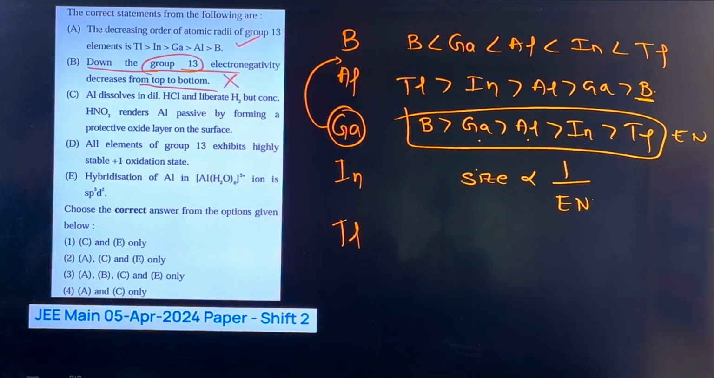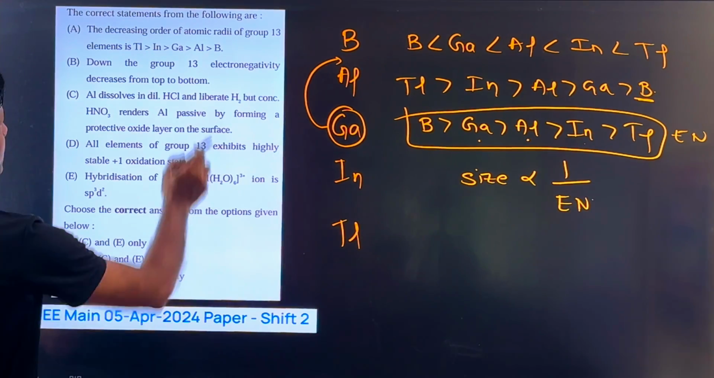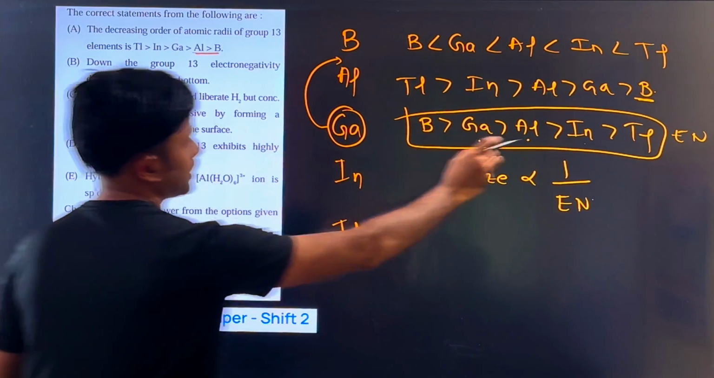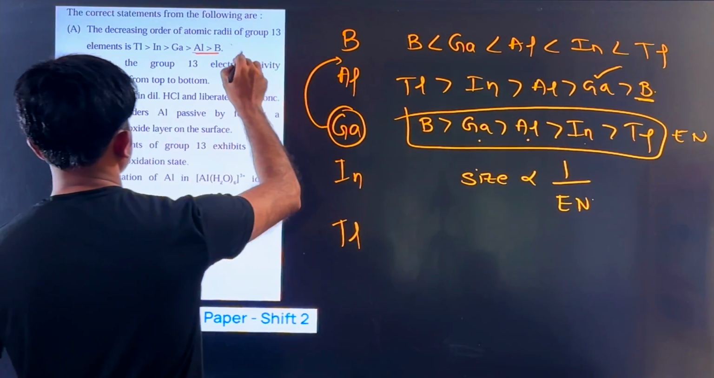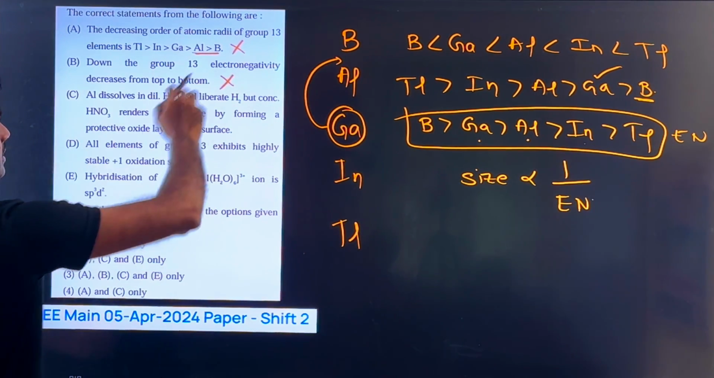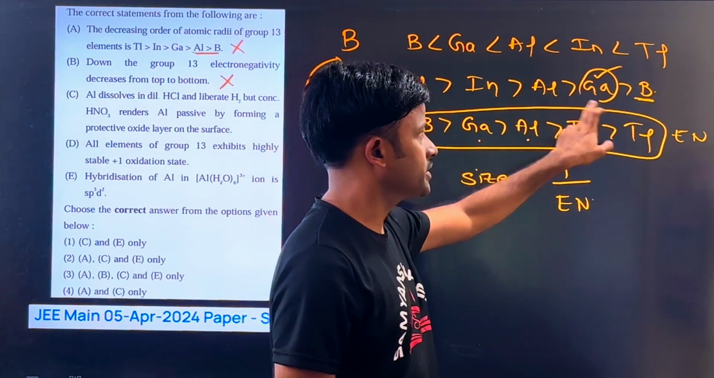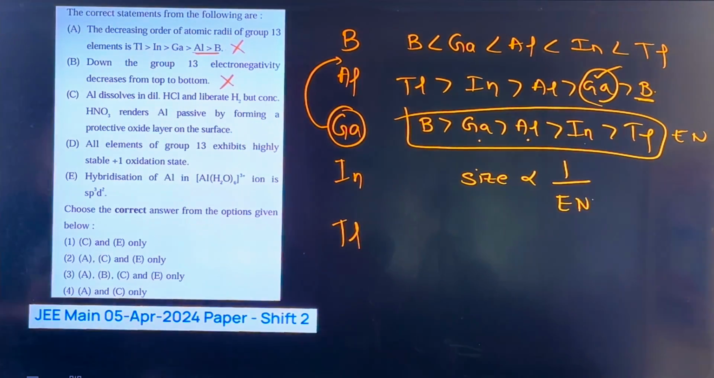B is next. What is the next one? Aluminium dissolves... But this is also not correct, I think. Sorry, this is also not correct. Why? Because after boron, aluminium came here, but after boron, gallium has to come. This is also not correct. Option A is also not correct. Option B is also not correct. Because after boron, here aluminium is there, but after boron, gallium has to come. This is also not correct.